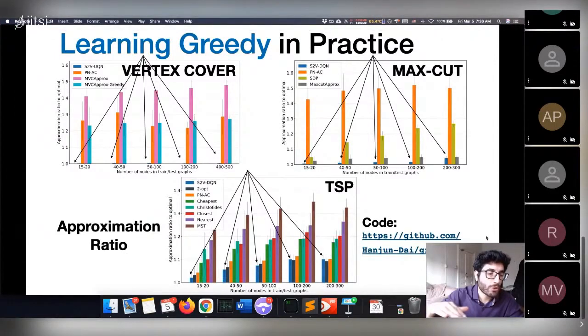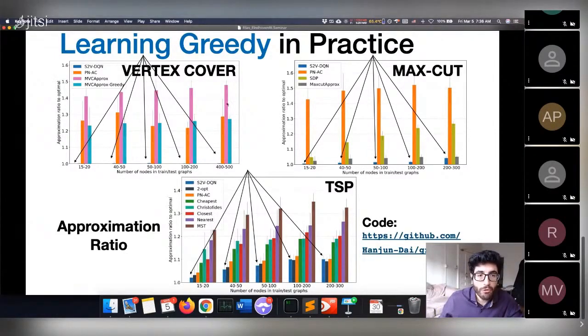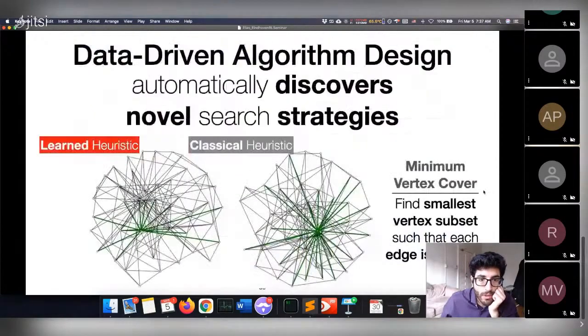So 1 means you're close to optimal for vertex cover, max cut, and TSP. And this is compared to a wide range of learning and non-learning based heuristics for these different combinatorial problems. And again, the code is available, so you're welcome to use it and try to build on it.